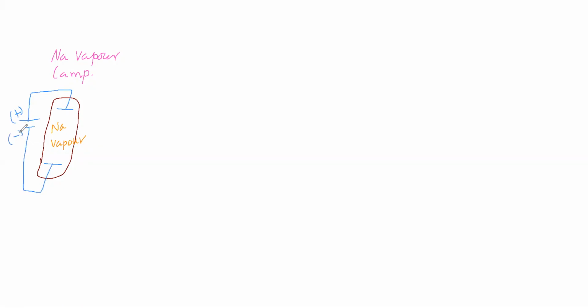That means we have to pass the current. So inside this bulb, what vapor is there? Sodium in vapor state. Is sodium a metal or non-metal? Sodium is a metal, and here it is in the vapor state. Now we are giving discharge, passing current into this. So this bulb glows. The sodium vapor lamp glows, which means it is emitting radiation.